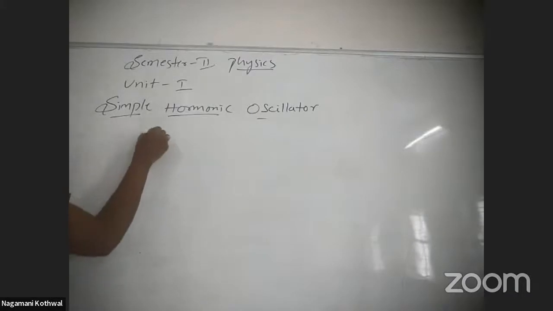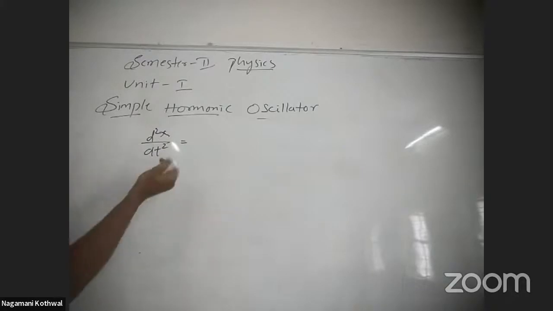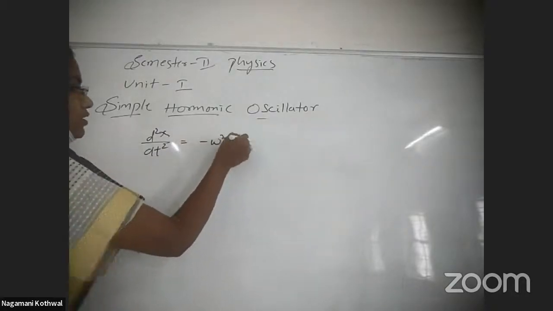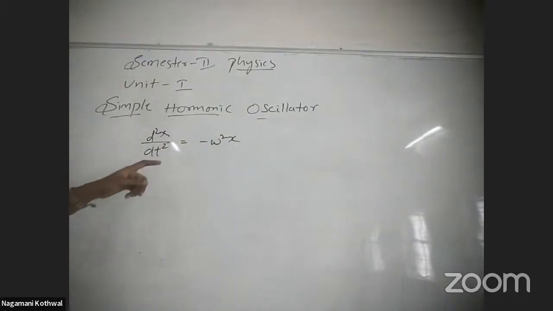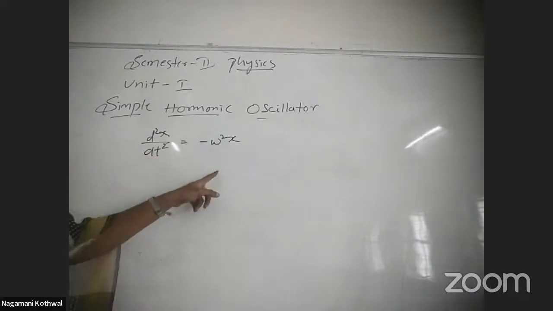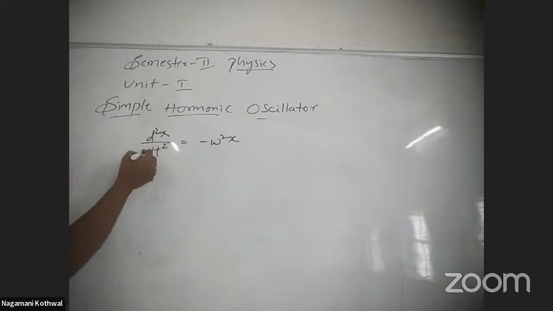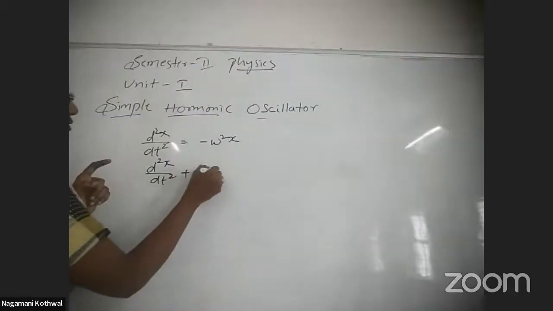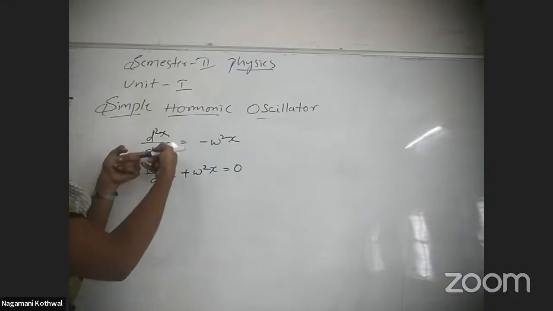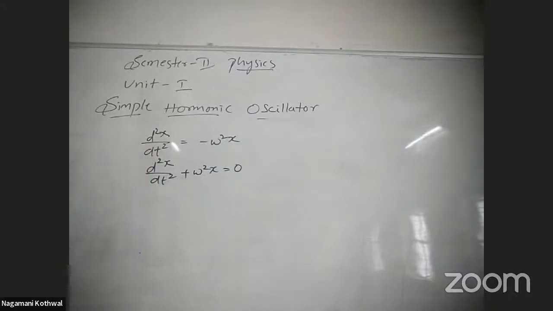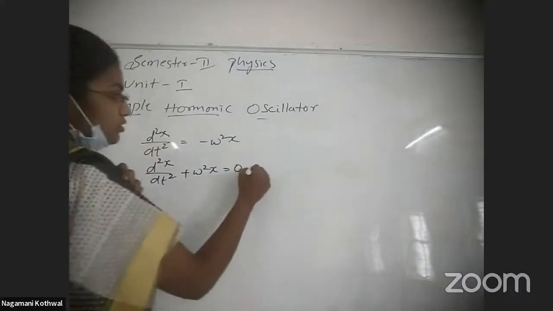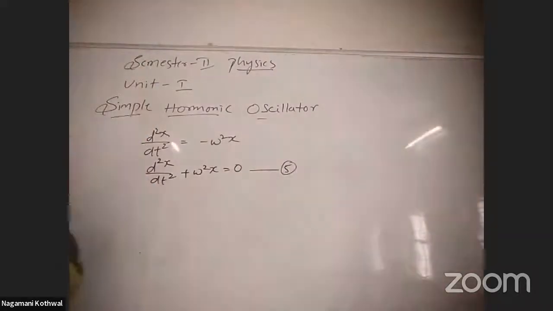Now, d square x by dt square is equal to minus omega square into x, because omega is equal to root of k by m. That k by m term will be equal to omega square. From that, d square x by dt square plus omega square into x equal to 0. Just bring it from this side. That's it. Equal to 0. Let's call this equation number 5.